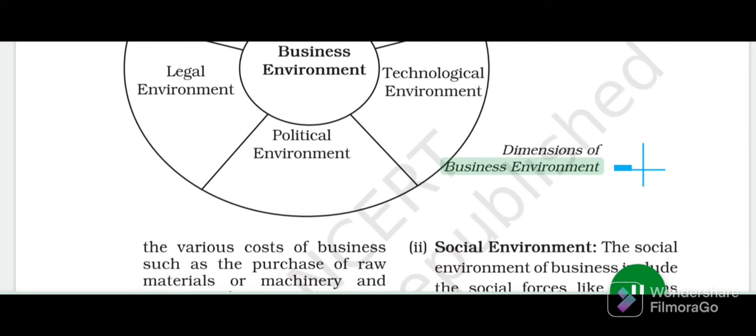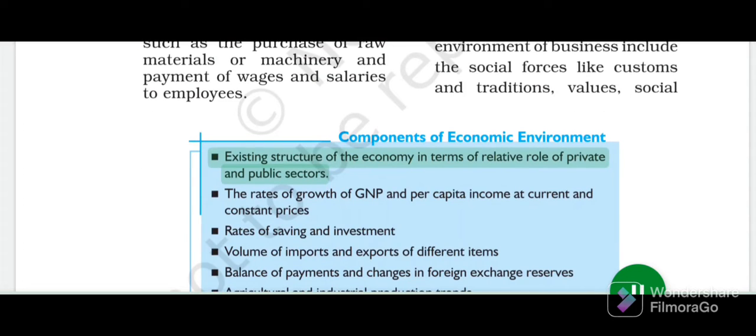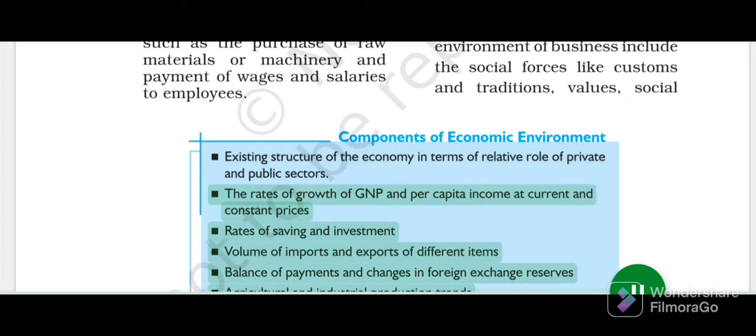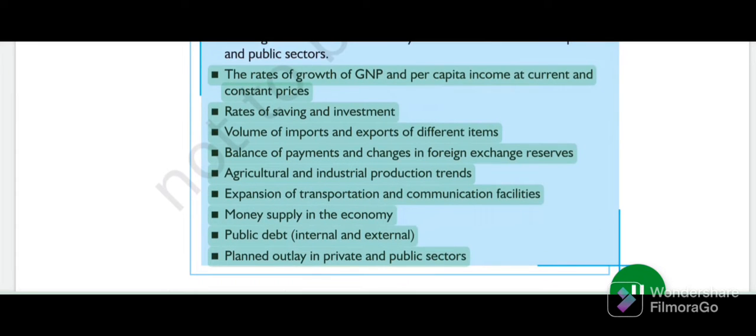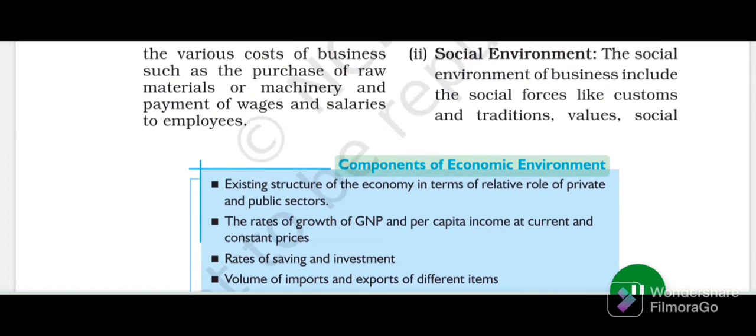Dimensions of business environment. An existing structure of the economy in terms of relative role of private and public sectors, and the rates of growth of GNP and per capita income at current and constant prices, and rates of saving and investment, and volume of imports and exports of different items, and balance of payments, and changes in foreign exchange reserves, and agricultural and industrial production trends, and expansion of transportation and communication facilities, and money supply in the economy, and public debt, internal and external, and planned outlay in private and public sectors. Components of economic environment.